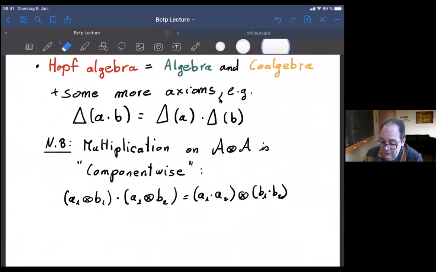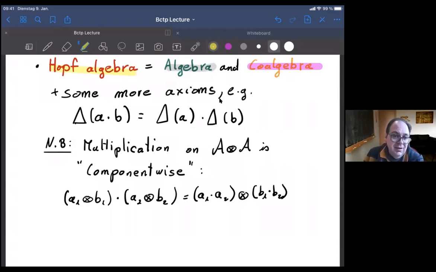So I now have two definitions. I had something called, in algebra, a vector space with multiplication. There's something called a co-algebra, which is a vector space with co-multiplication or co-product. I can now even consider a vector space that has both a product and a co-product. And let me call this a Hopf algebra. Experts know that the Hopf algebra has some more axioms, but let's not go there.